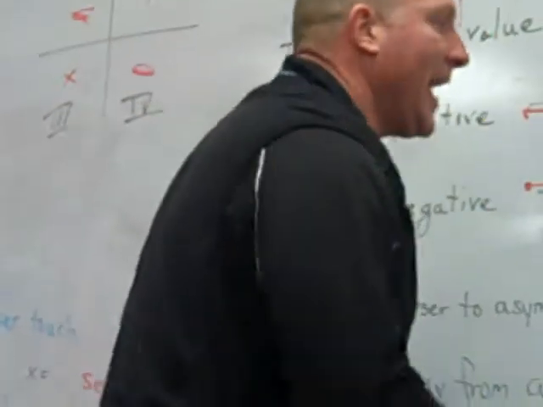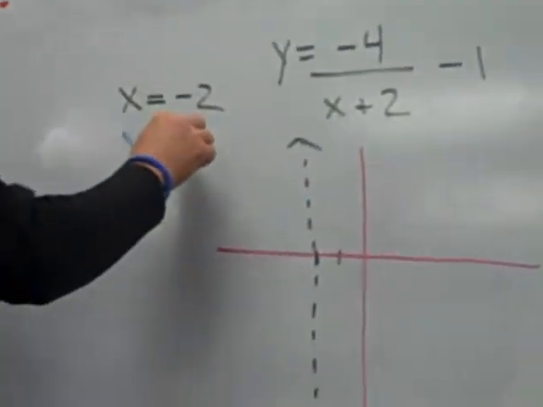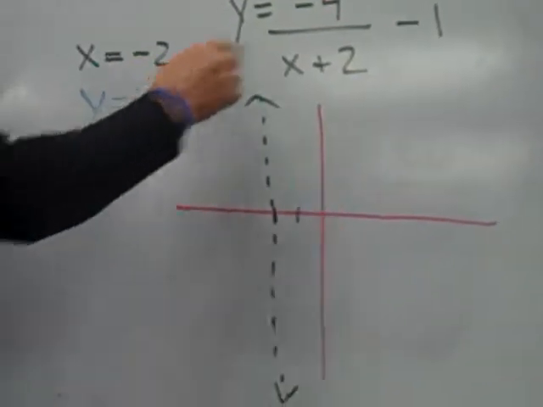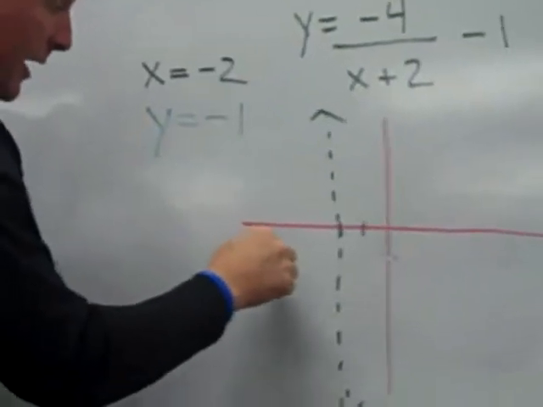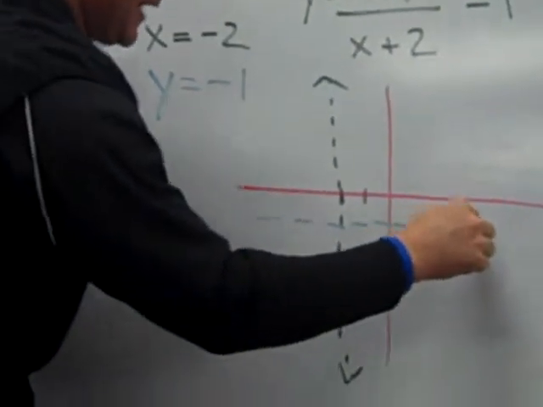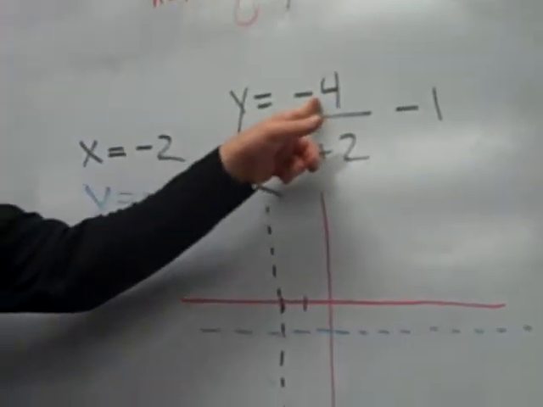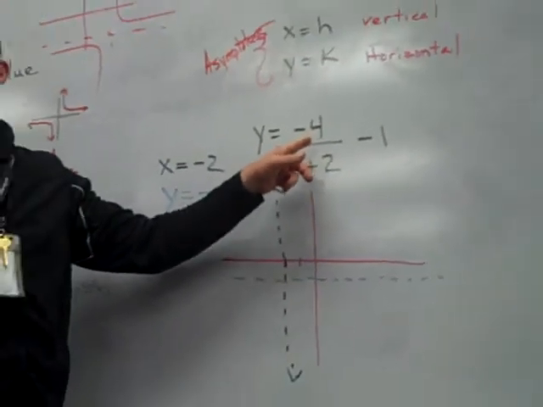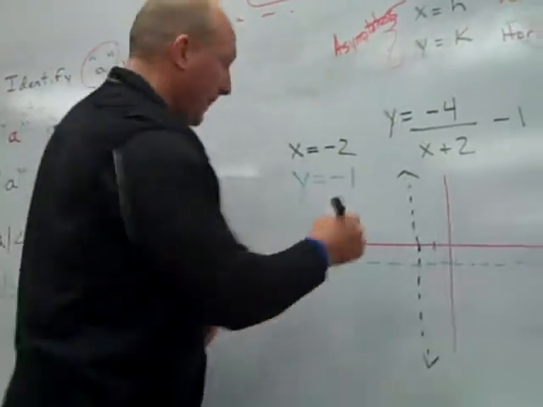Where's my horizontal asymptote? Negative 1, exactly. It's your k value. Y equals k, your horizontal. So, I'm going to draw a dotted line to represent that I am not going to touch those. Is my a value positive or negative? Negative. My a value is negative 4. Which two quadrants? Let's start with which quadrant, right or left? These two.